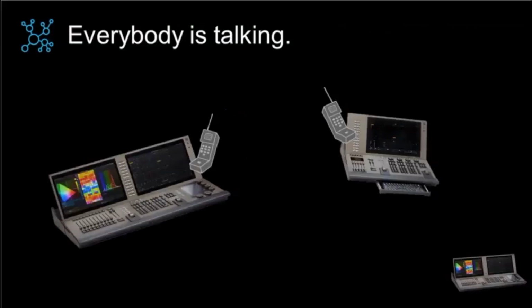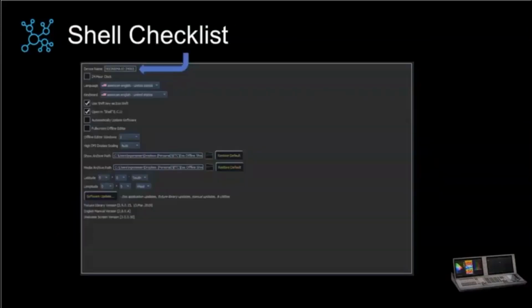So we're good. So the network's set, and we can start to bring devices online together. There's a few things that are in the shell that I want to go over first that have to do with getting the systems talking, right?